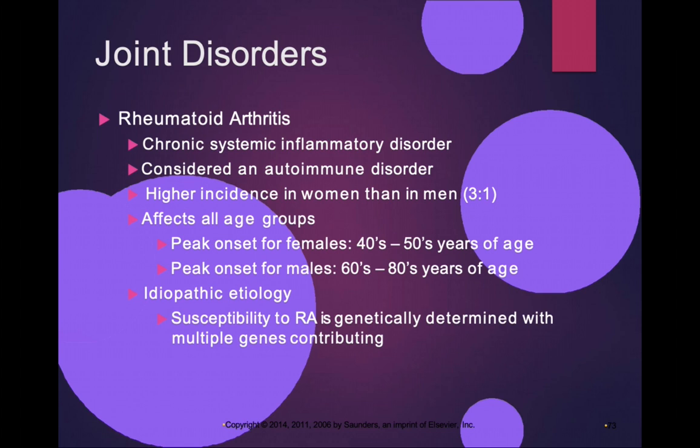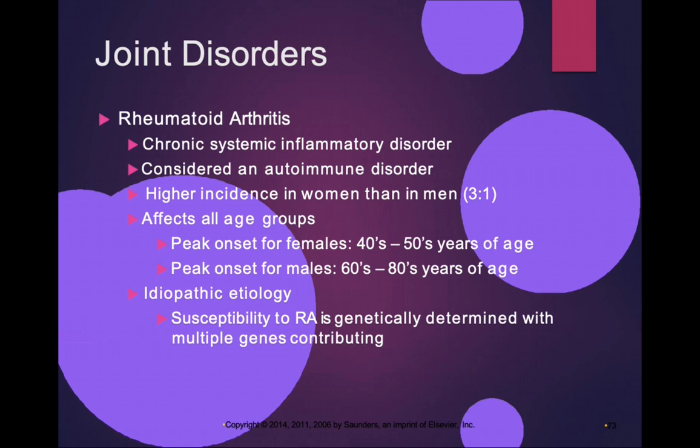Blood tests can often tell if it's rheumatoid arthritis compared to a degenerative joint disease because there are some factors that we could look for on blood. Also, rheumatoid arthritis is a systemic inflammatory disorder. It is considered an autoimmune disorder. Higher incidence in women than in men. This is true for most autoimmune conditions. The peak onset for women is between 40 and 50 years of age. For males, it's between 60 and 80.